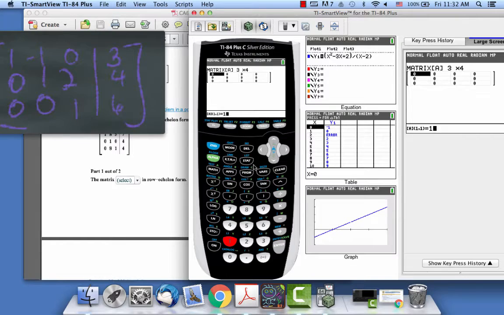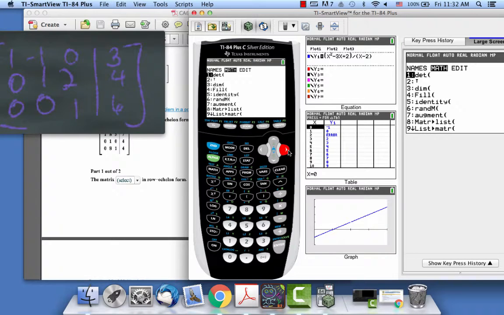And 1, -1, 0, 3, 0, 1, 2, 4, 0, 0, 1, 6. And then quit. And then go to matrix again and go to math. Row echelon form I think is A.